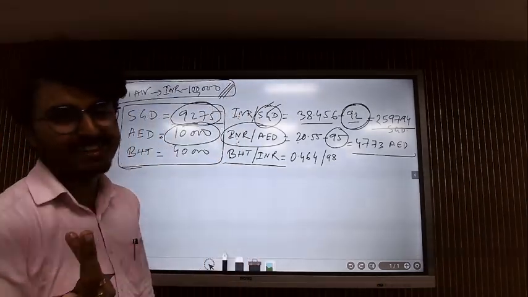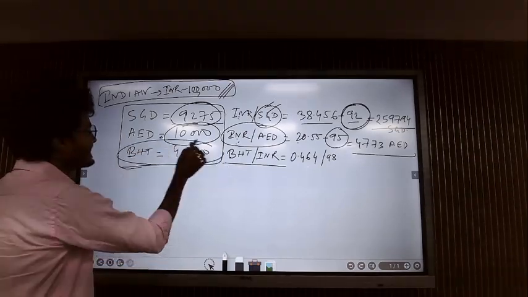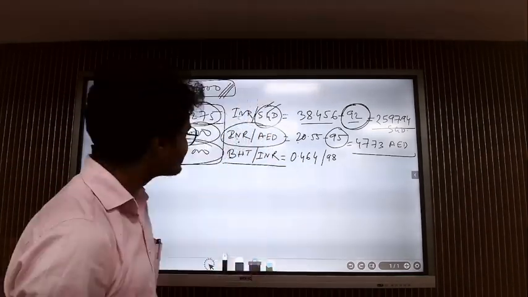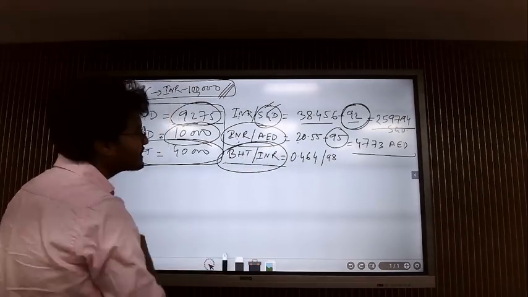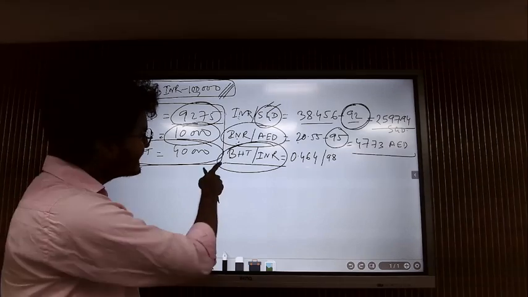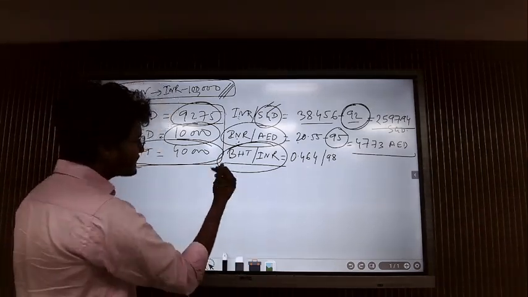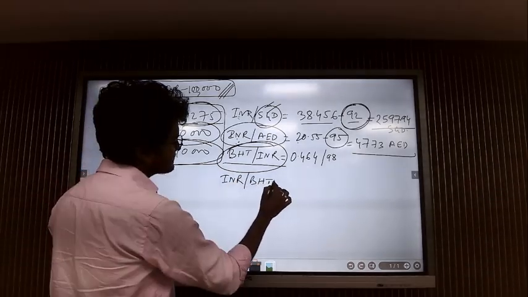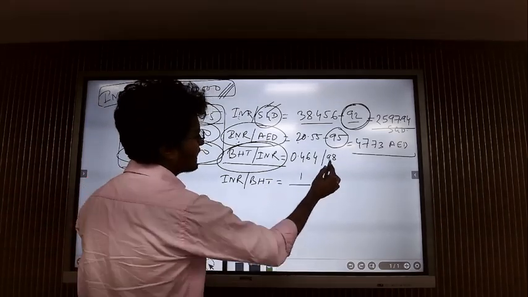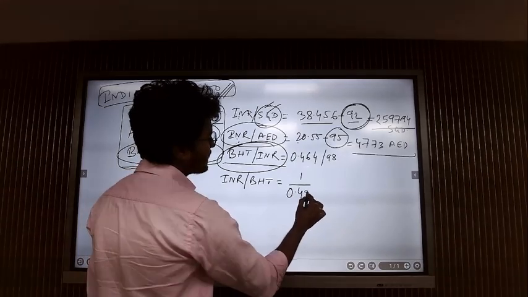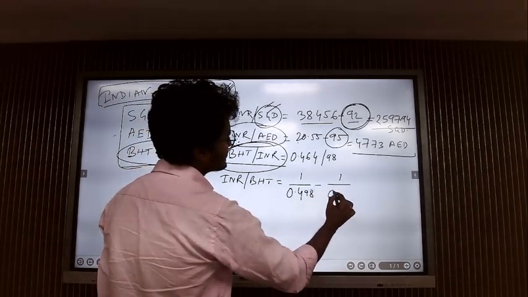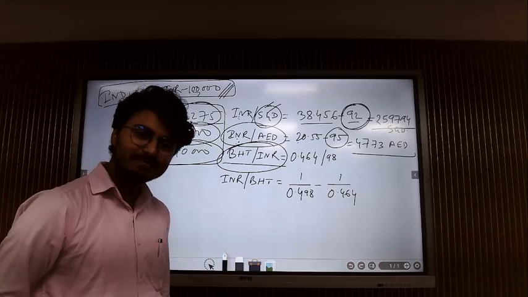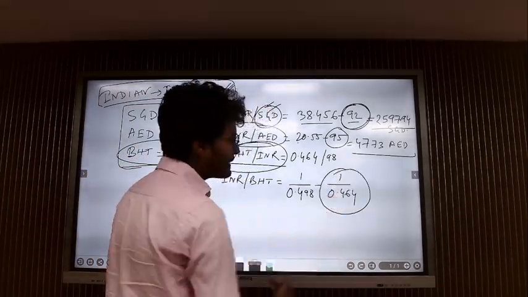So the last option is Thailand. But the rate is not in the direct way. This is an indirect quote. So at first we compute INR by Baht. Okay, no problem. So 1 by 0.498, 1 by 0.464. Then fine. Then this rate will be applicable.